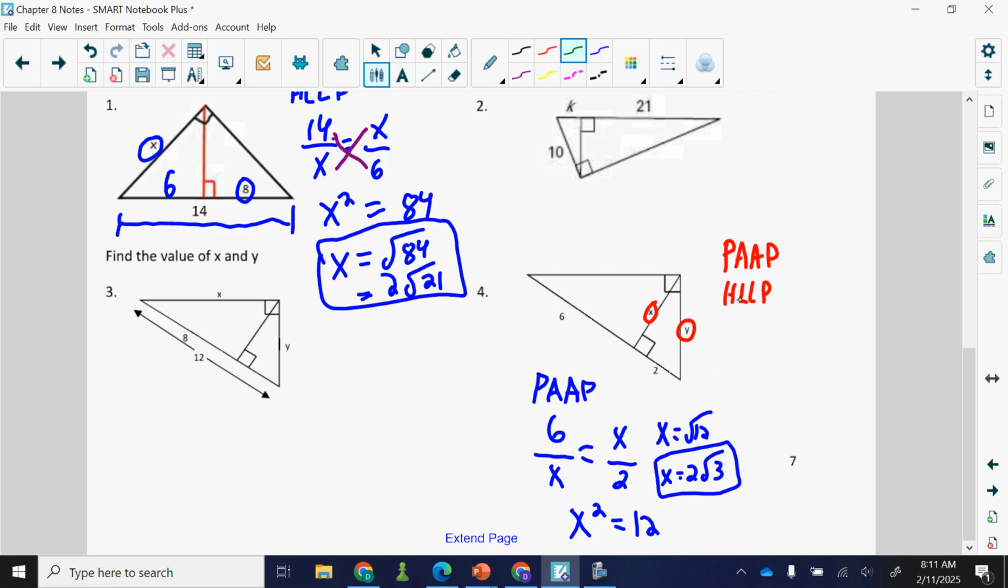Finding y, my whole hypotenuse is both of these parts together, so this is 8, and we're looking at the leg on the right-hand side, so we'll use the part on the right-hand side. So we'll have 8 over y equals y over 2. So then we have y squared equals 16. So then we simply have y equals 4.